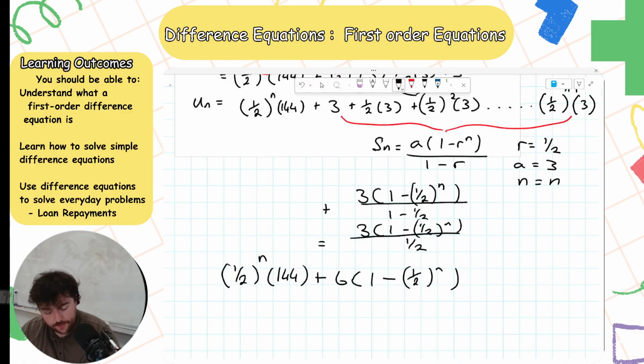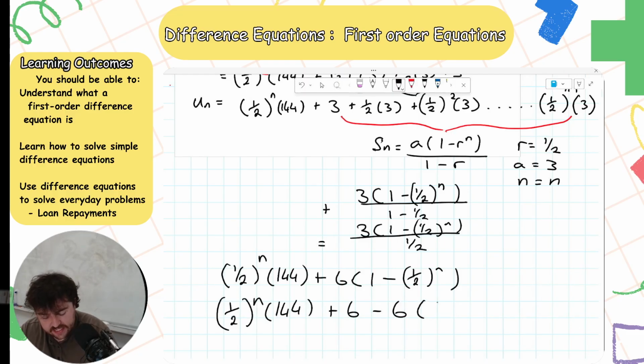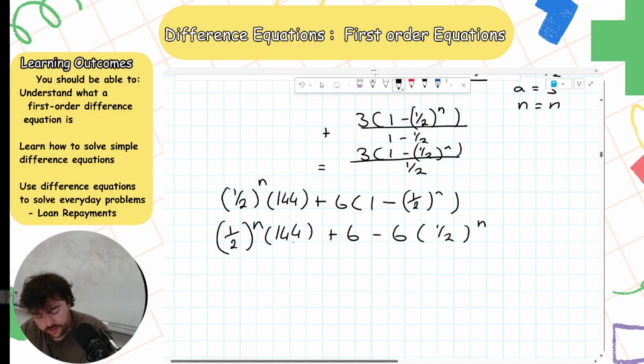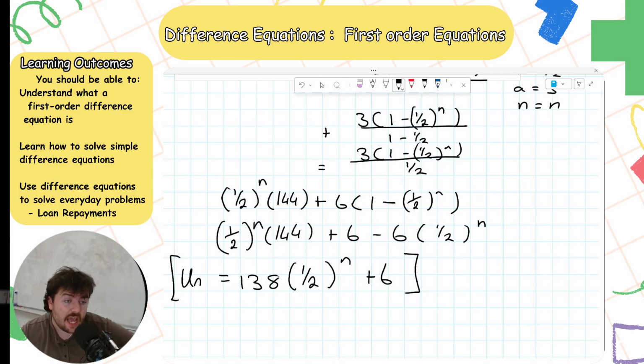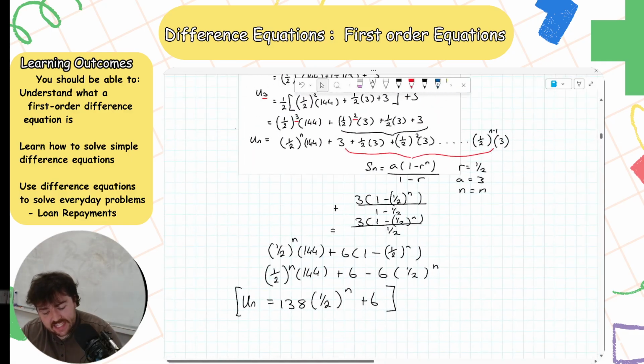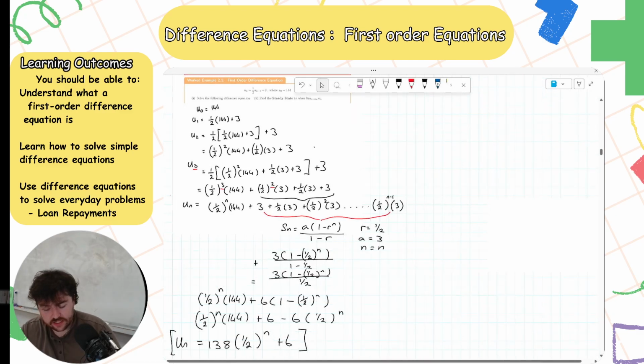Right, now let's gather up my half to the power of n's. I'm going to be left with here a half to the power of n times 144 plus 6 minus 6 times a half to the power of n. Gather up my half to the power of n's. 144 minus 6 is going to be 138 times a half to the power of n plus 6. And that is how I solve a difference equation. I've now made it a formula or a function of n. And it's the same for any first order difference equation.